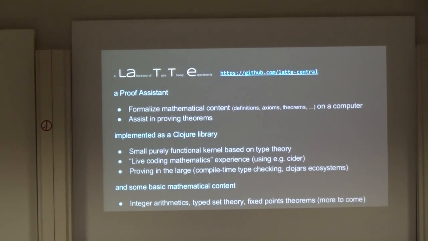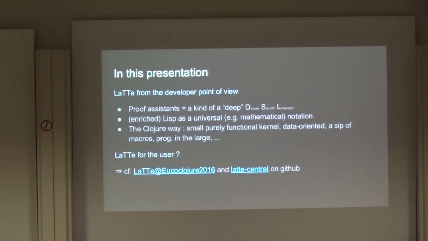So the idea is to be able to formalize mathematics on a computer, and let's say the logical side of mathematics. You want to do definitions and state axioms, state theorems, and prove them. That's the main reason why you use a proof assistant. And in this particular case, it's implemented purely as a library. And I will explain a little bit the interest of having a library. And I also developed, let's say, basic mathematics, really basic libraries for them.